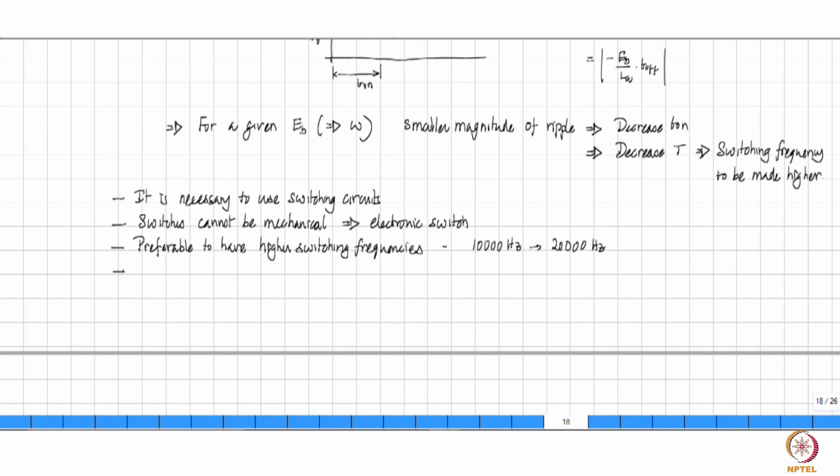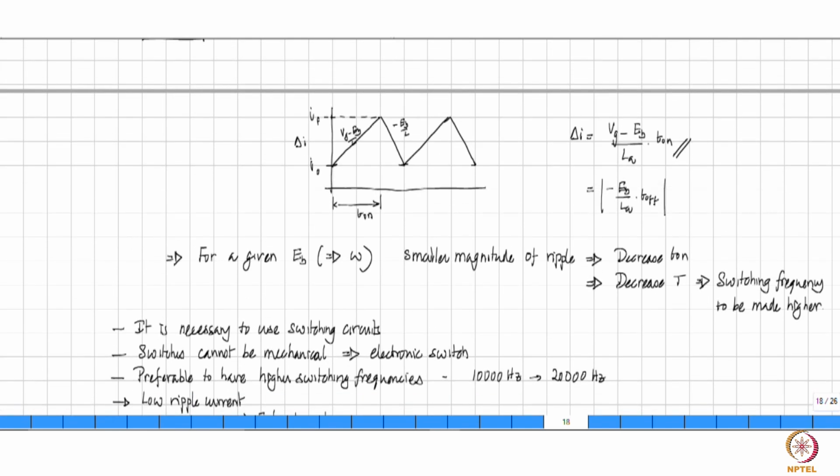So if you do all this, then you can get low ripple current, which might satisfy your need. But nevertheless, you have to estimate what is the ripple current. How to estimate the ripple current? This is the way to estimate the ripple current. We have seen an example of how that can be done.